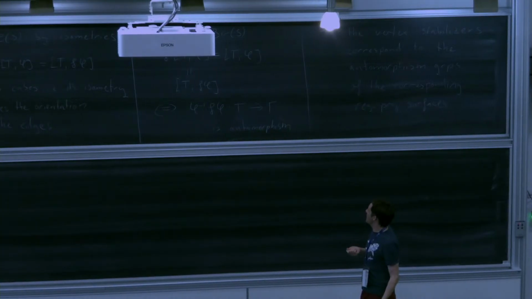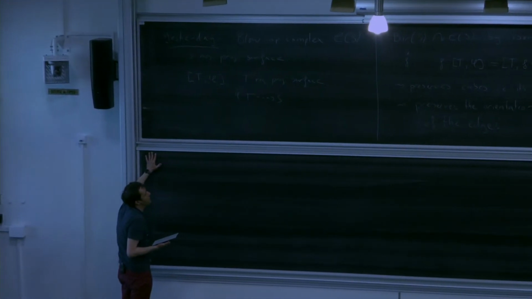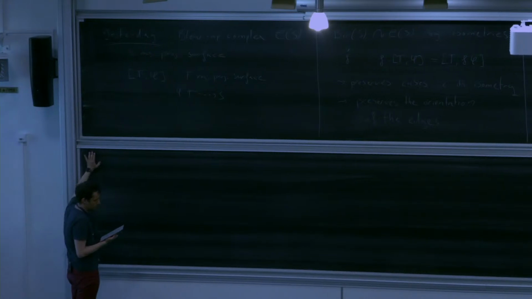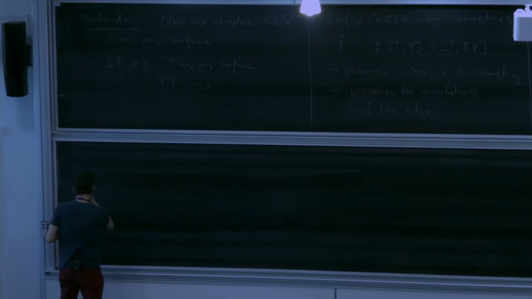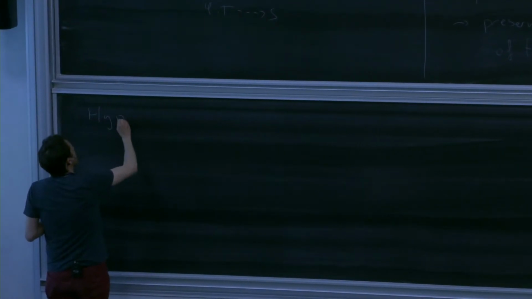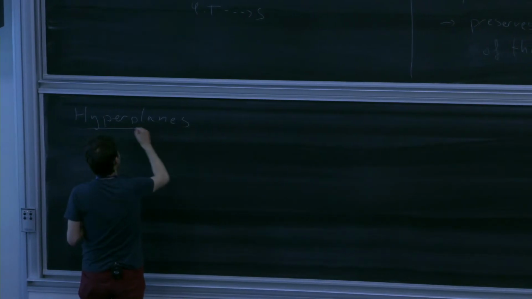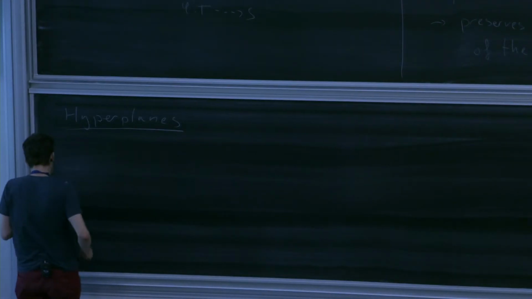In order to understand this, we have to go back and do a bit more geometry, and learn a bit more about the geometry of CAT(0) cube complexes. The important tool here are the so-called hyperplanes. Let me explain what this is.